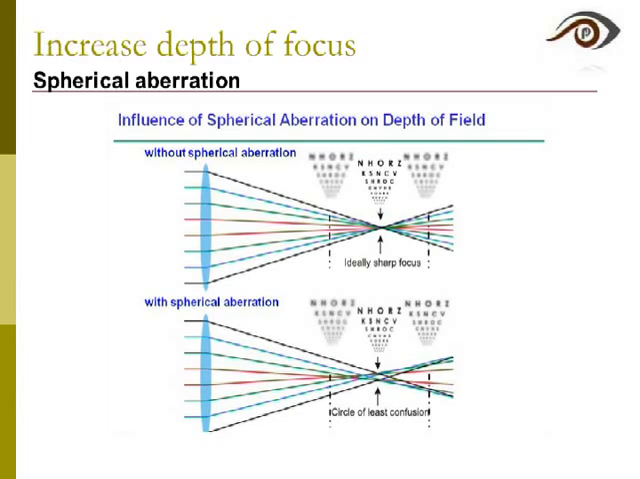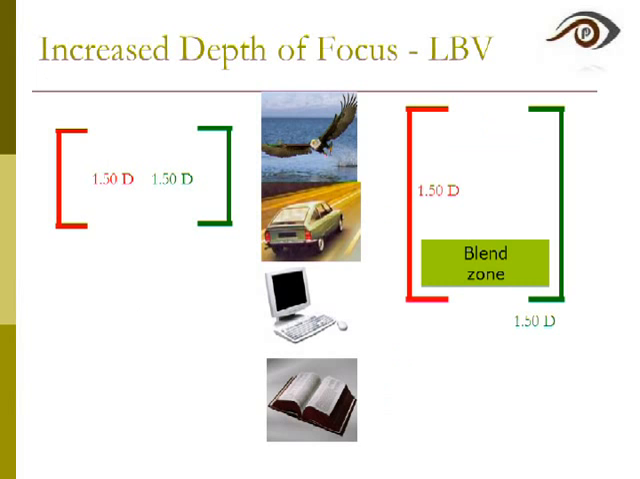So how exactly do we increase depth of focus? It is by creating a controlled negative aberration in the cornea. So as I said, the dominant eye will be corrected for distance vision, and the non-dominant eye corrected for near vision, made myopic by 1.5 diopters.